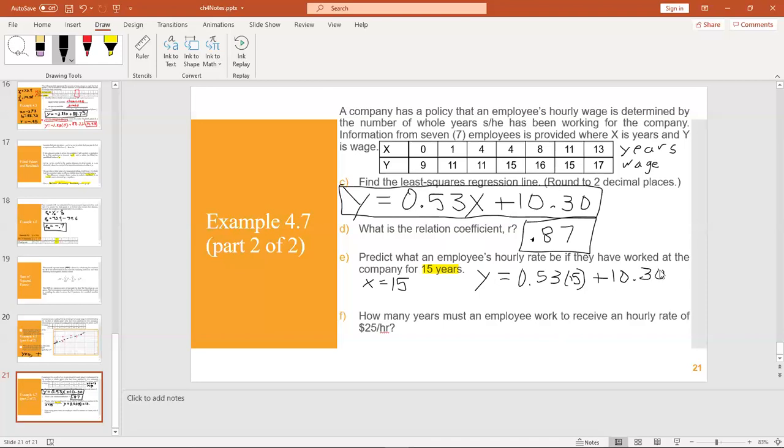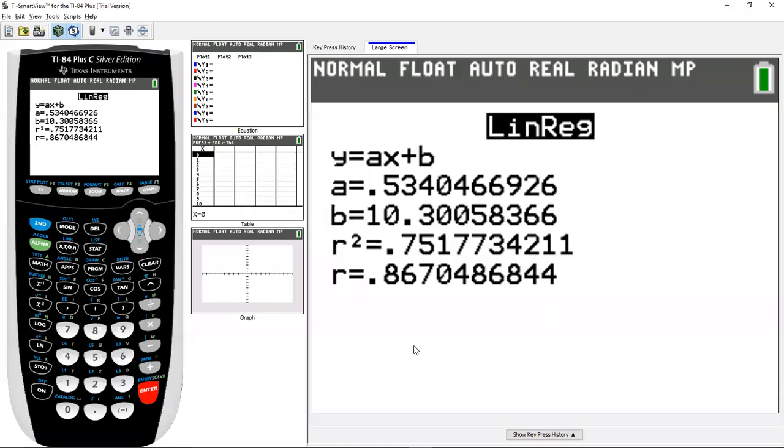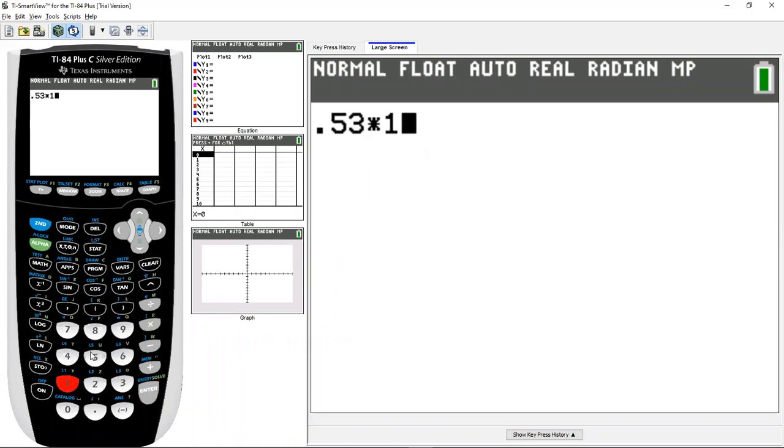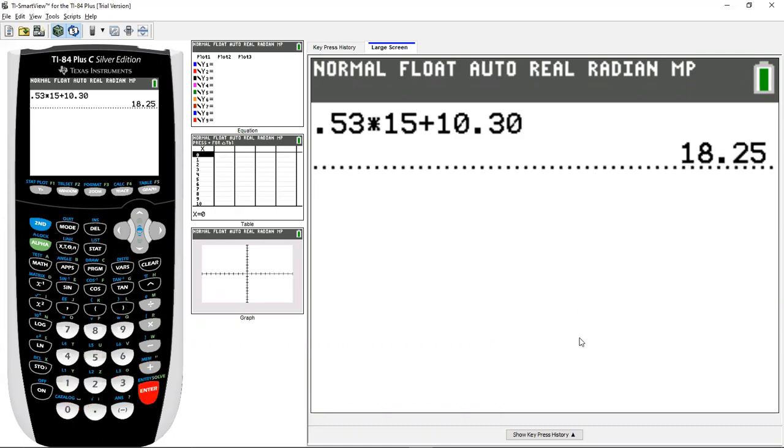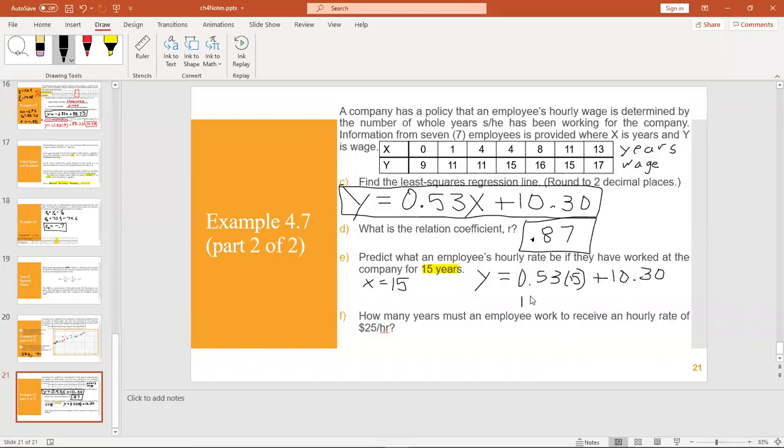All right, so, oh, great and mighty calculator, share with us your wisdom, please. 0.53 times 15 plus 10.30. And the winner is 18.25. All right. And this is a wage, so maybe we'll put a dollar sign on that for good measure. $18.25.